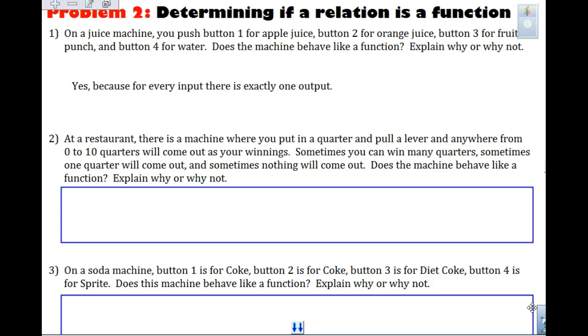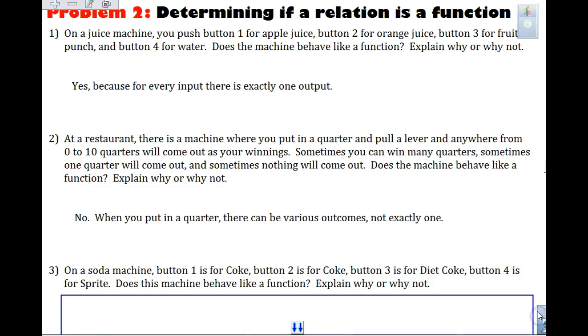Now, if those people switched around and gave you a different juice, then obviously it's not a function. But that's question 2. It says, in a restaurant, there's a machine where you put in a quarter, you pull a lever, and anywhere from 0 to 10 quarters will come out as your winnings. Sometimes you get many quarters, 6, 7, 8, 9, 10 quarters. Other times you get 1 quarter. Other times you get nothing. Does it behave like a function? No. Every time I put in a quarter, I do not get the same output, right? So no. When you put in a quarter, there are various outcomes, not exactly 1.